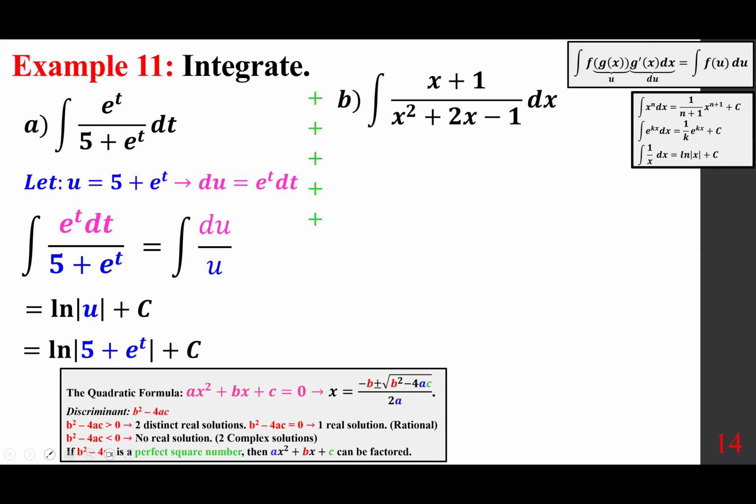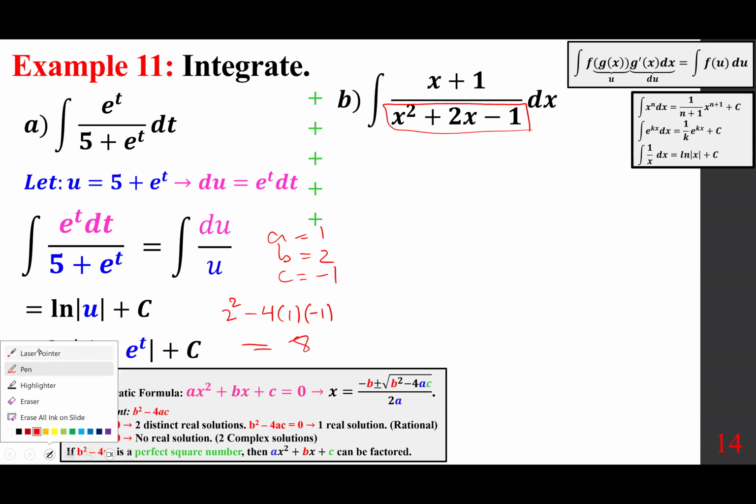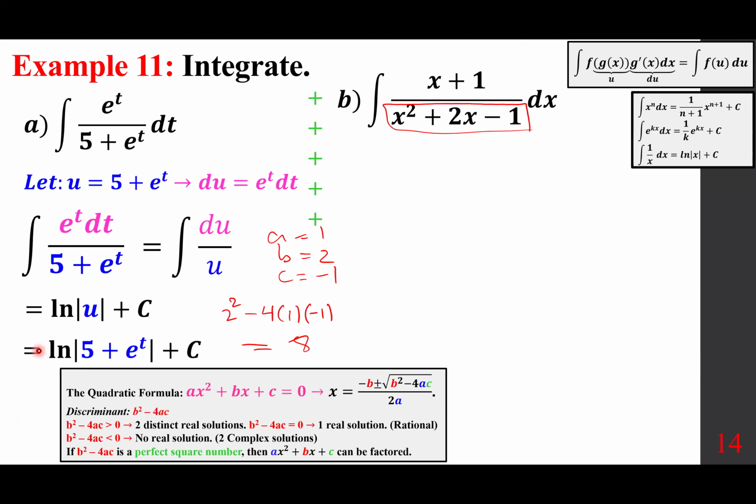Furthermore, if b squared minus 4ac is a perfect square number, then this can be factored. So is this a perfect square number? We can check it out in the following manner. Here a is 1, b is 2, c is negative 1. So b squared minus 4 times a times c equals 8. Is 8 a perfect square? No, 8 cannot be factored. Therefore, the denominator is a choice option.